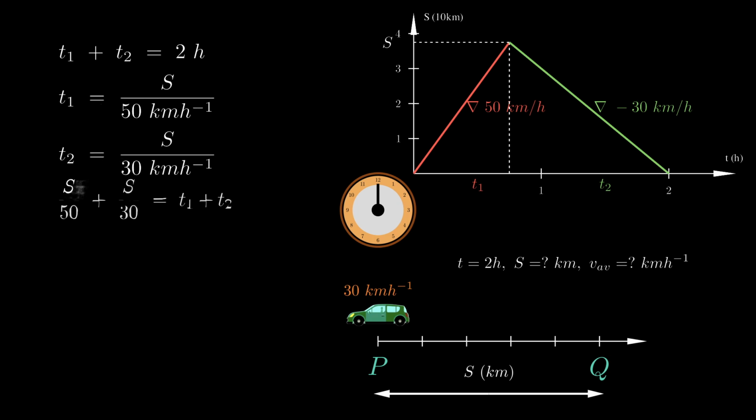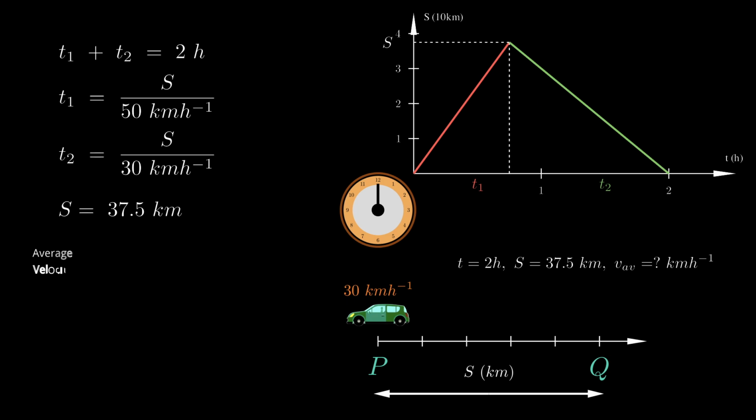Since the sum of T1 and T2 equals the total time taken to travel between P and Q, which is given as 2 hours, we can derive a function in terms of the displacement s. When we solve for s, we find that the distance between P and Q is 37.5 kilometers. Before we calculate the average speed of the vehicle, let's understand the difference between average speed and average velocity.